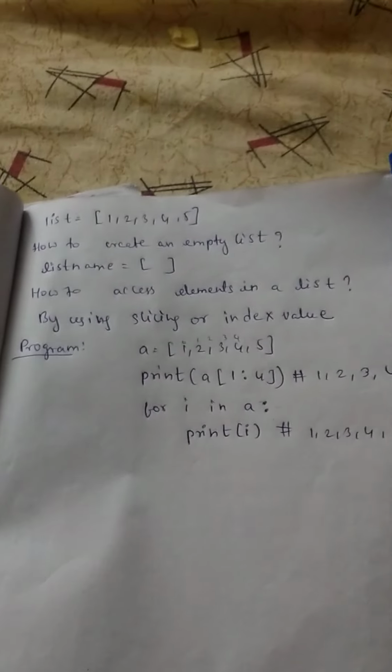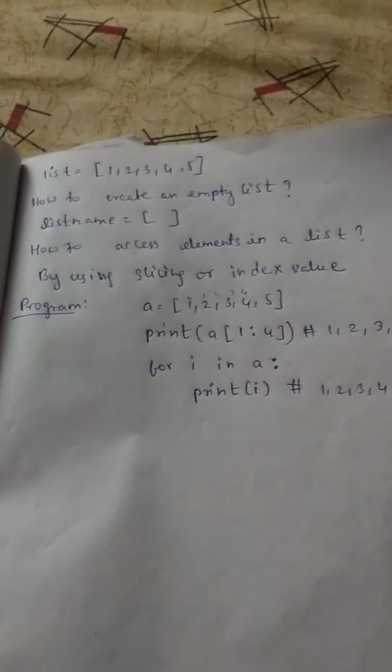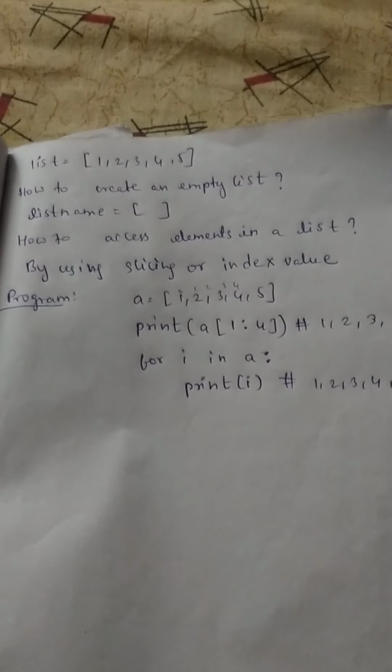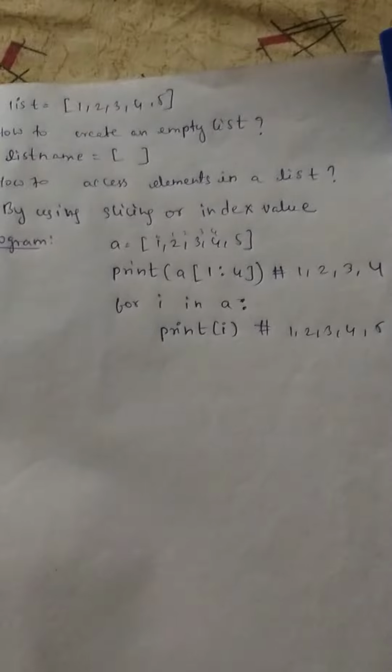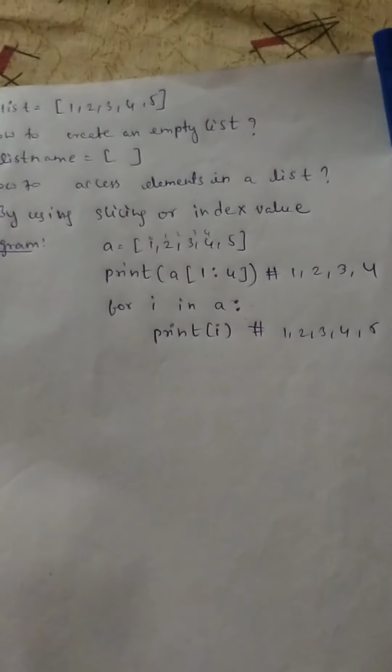Now let us know about how to access the elements in a list. We can access the elements in a list by using slicing or index value. Now let us observe a program. I have taken a list, and the name of the list is A. A is equal to, and its values are 1, 2, 3, 4, 5.